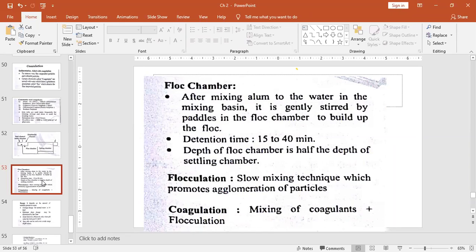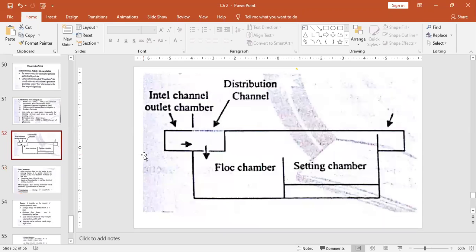Okay, so in the flock chamber, after mixing alum into the water in a mixing basin, it is gently stirred by paddles in the flock chamber to build up the flock, and detention time will be 15 to 40 minutes. Depth of the flock chamber is half the depth of the settling chamber. Okay, I will go back to the figure here.